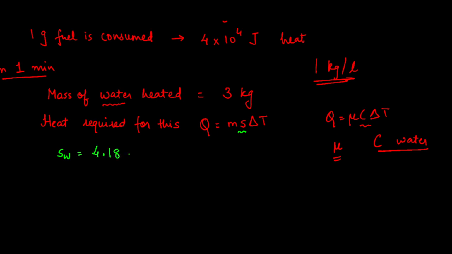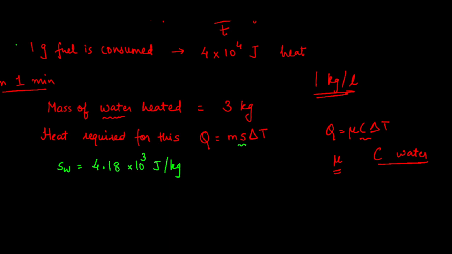4.18 into 10 raised to 3 joule per kg. Do you remember? Specific heat of water. Yes, 4.186 into 10 raised to 3 joule per kg. So let's put that here. Now all the values are there, so we will get the heat. From that we will be able to do cross multiplication with this step.